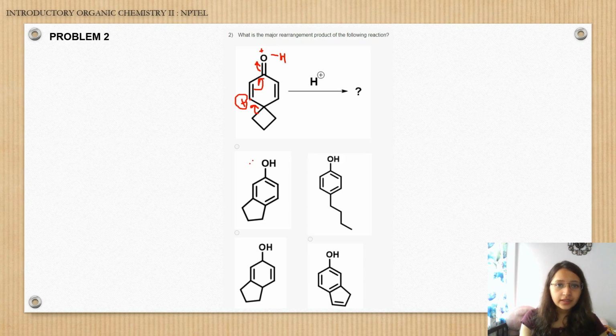This is why this kind of rearrangement is there, because of the ring strain. To neutralize this ring strain, this four membered ring wants to open up. So it will open up to form what? How many membered ring will it form? Five. So it will form a five membered ring. So this is how it is going.